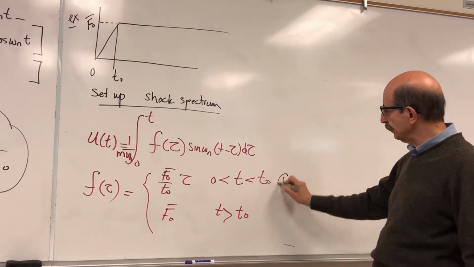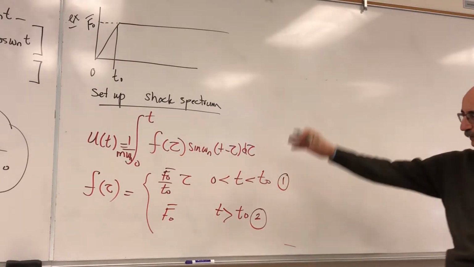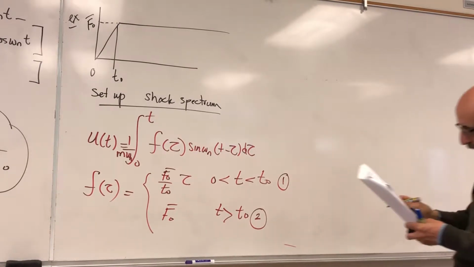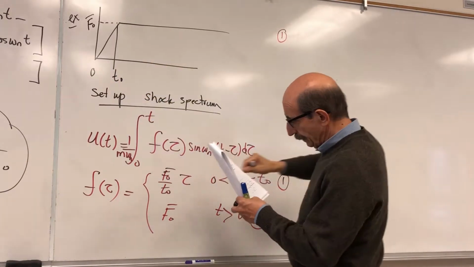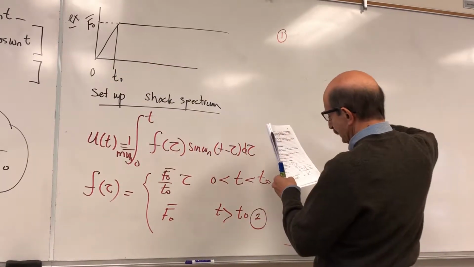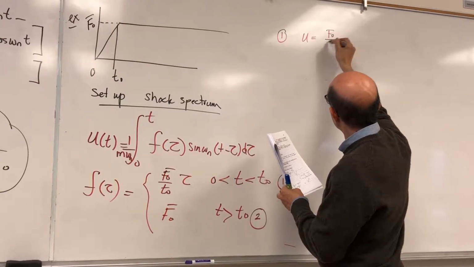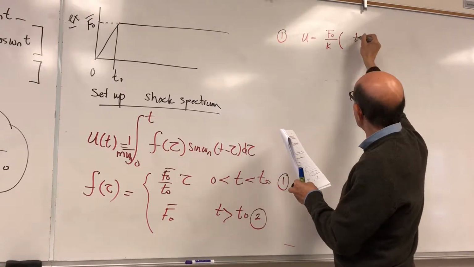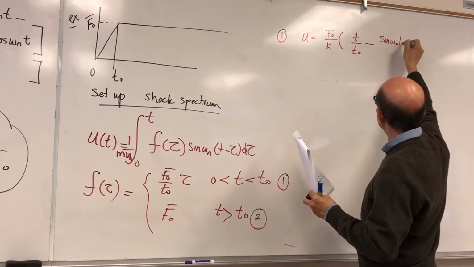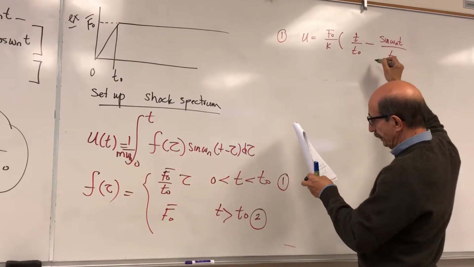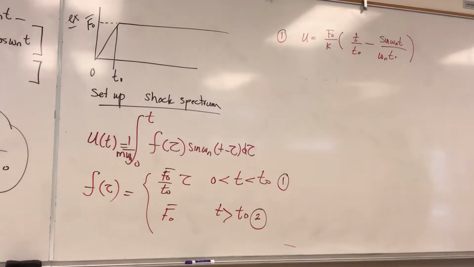And I look at the table and I see that the response for both of these cases has been tabulated. So this is from that table. For the case when this load is still acting, the ramp loading is acting, u is F0 over k times t over t0 minus sine omega n t divided by omega n t0. So this is the response for case 1.